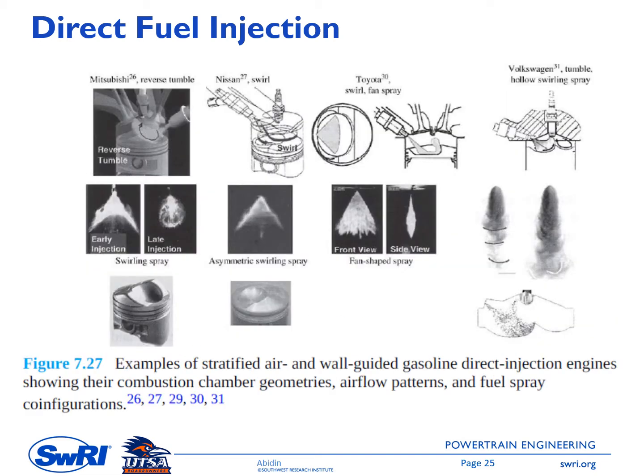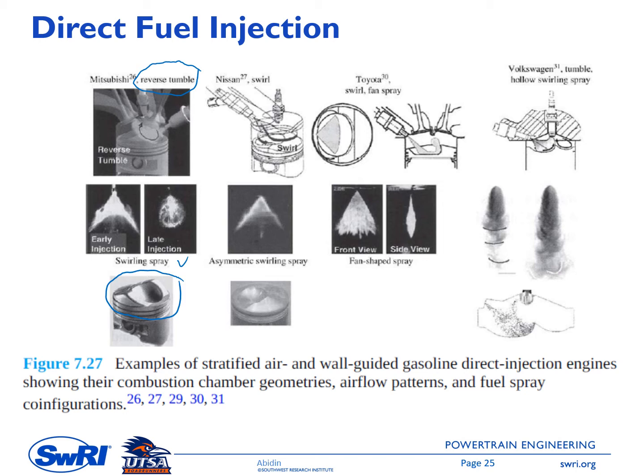This picture is showing engines that use the stratified mixture for their operation. On the left side, we have a Mitsubishi. So the Mitsubishi engine uses a reverse tumble, which is combined with a unique feature of the piston here to have a stratified mixture, and then they also have a kind of swirling spray. So they have a reverse tumble for the airflow and then a swirling spray for the fuel injection, plus a unique feature of the piston to generate a stratified mixture.